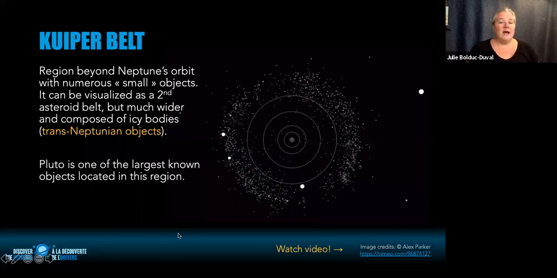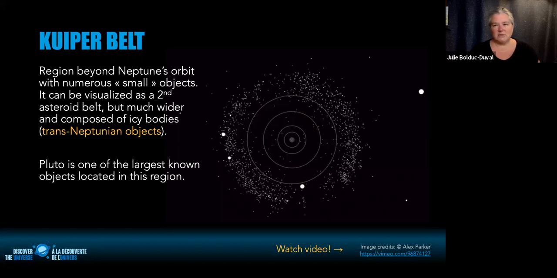I'll go this way. So what is the Kuiper belt? This is the region beyond Neptune's orbit, with numerous small objects. So about the size of Pluto, smaller. No, we're not talking about big planets here. They're relatively small, but still many can be many hundreds of kilometers across. And you can think of it as a second asteroid belt, but much wider and composed of icy bodies.